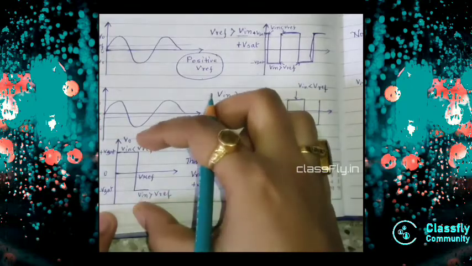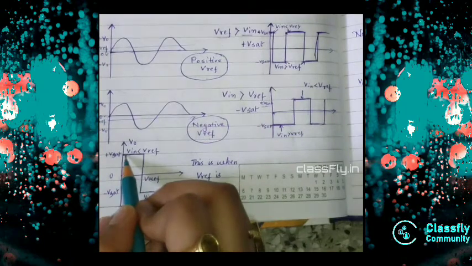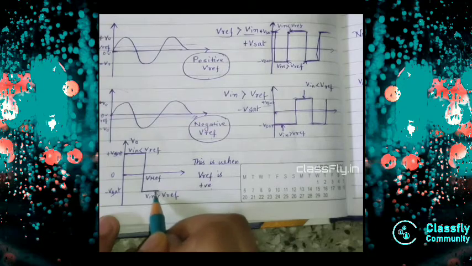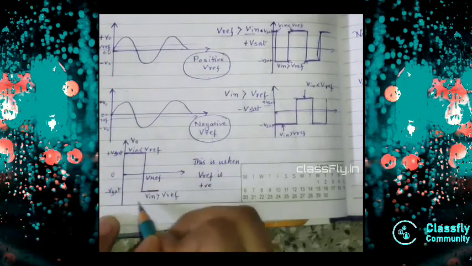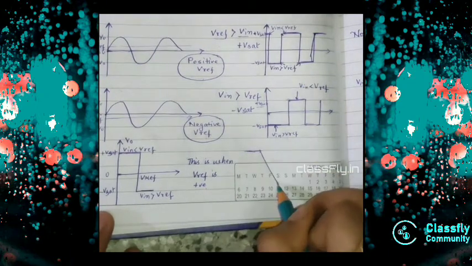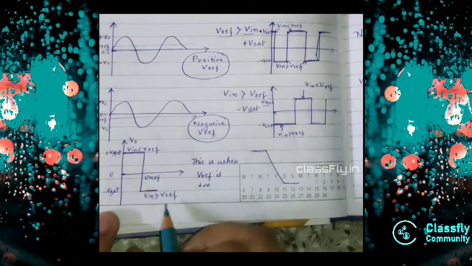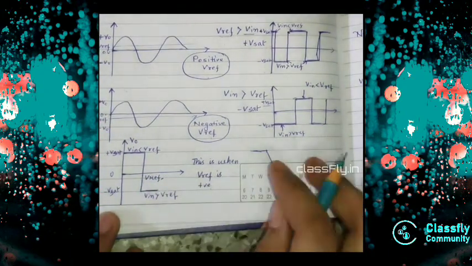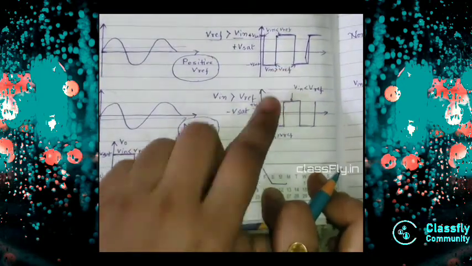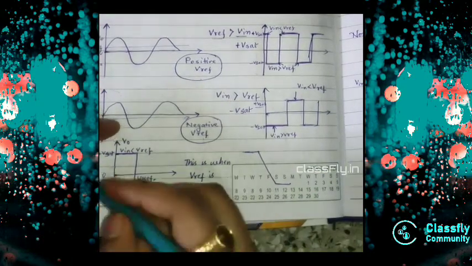Now we can denote the characteristic. When Vref is positive, the first part is Vin less than Vref, and Vin greater than Vref is the negative part. This is the ideal condition, but in the practical condition it is a little bit tilted. It can't be straight, and that is why it is tilted in the practical condition. So this is the characteristic when Vref is positive.